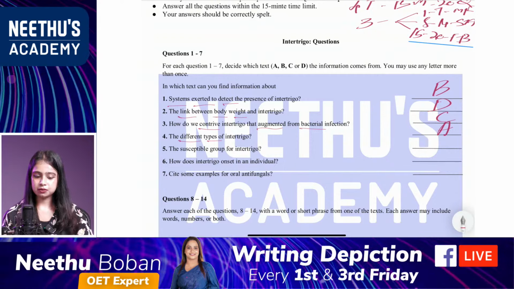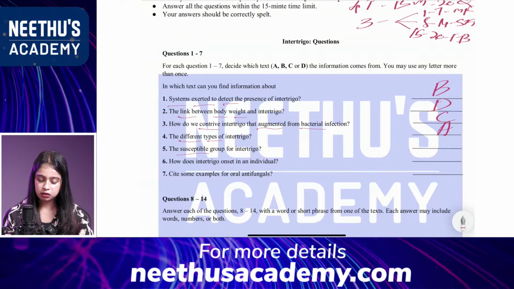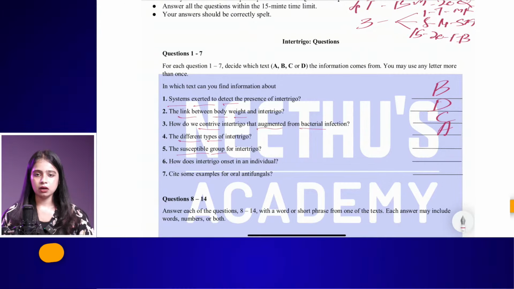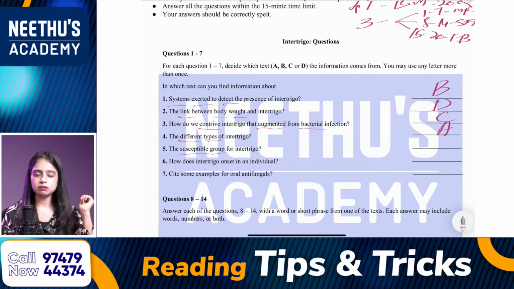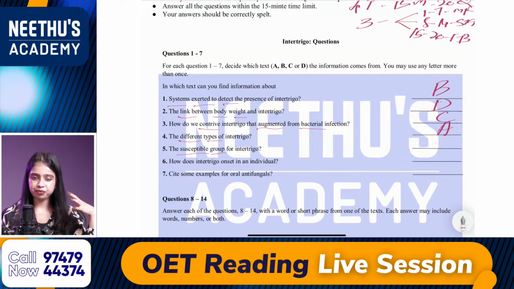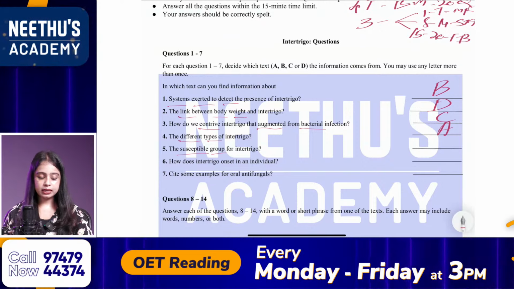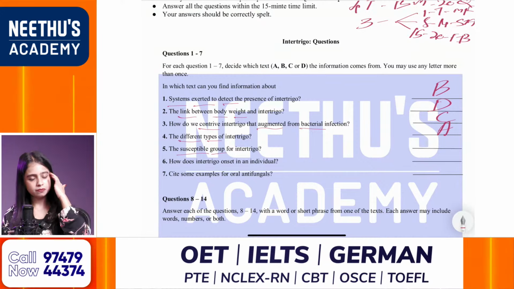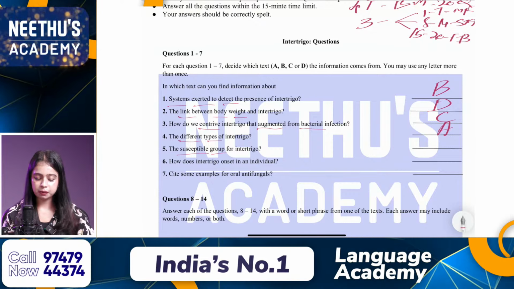Fifth question: the susceptible group for intertrigo. Susceptible, which means I can say very weak, so these groups of people are very easily affected by this disease condition. Any idea who are the susceptible groups? A lot of correct answers for the fourth question. Reba, Shiny, Libby, Aisha, Brincy, excellent, it's from text A. Fifth one, any idea? Susceptible group.